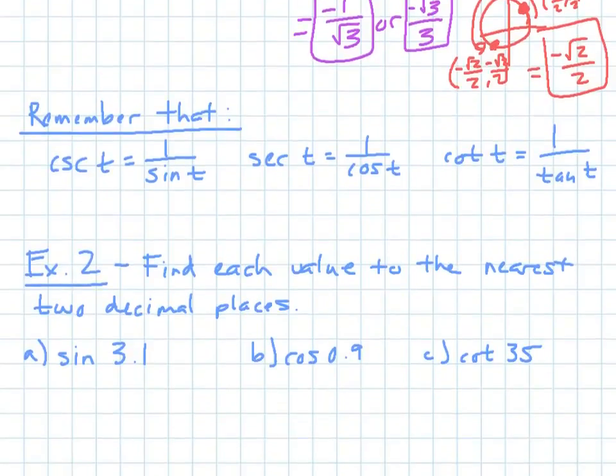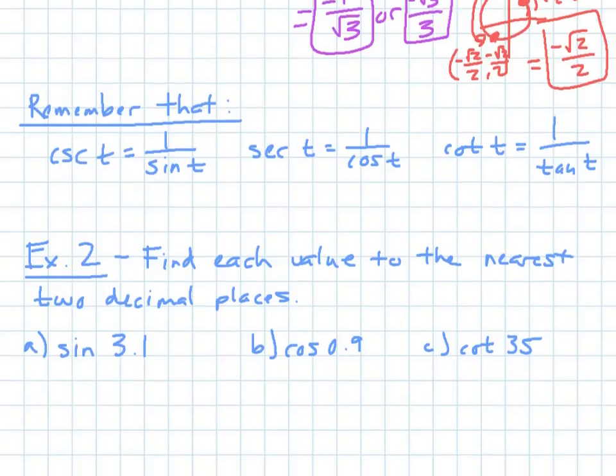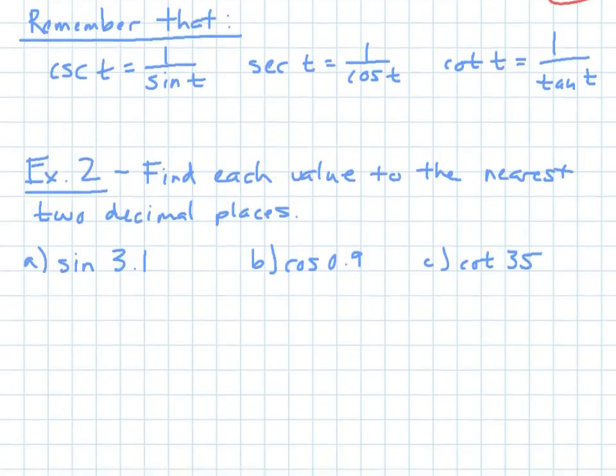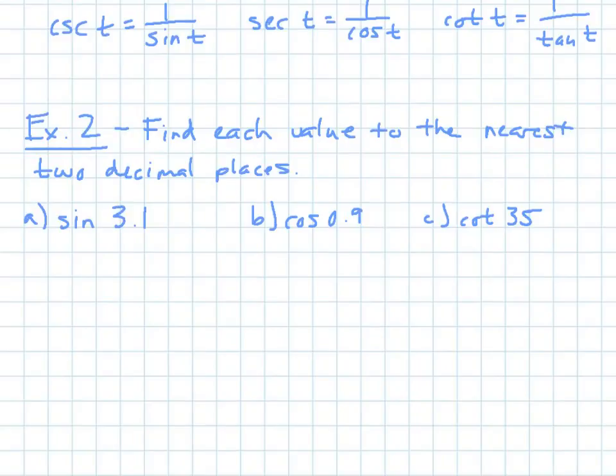Here, for the next one, I just want you to remember that cosecant of t is equal to 1 over sine of t. Secant of t is the same thing as 1 over cosine of t, and cotangent of t is equal to 1 over tangent of t. Just remember that those are reciprocals of each other. So like for example 2, we're going to find each value to the nearest 2 decimals. Notice how they're not on the unit circle, so we're going to have to use our calculator.